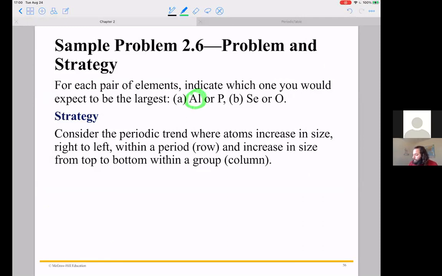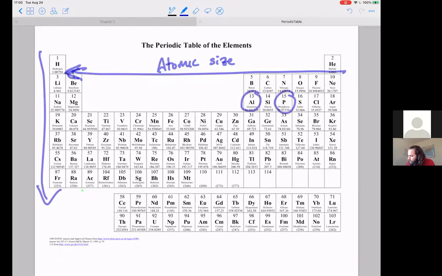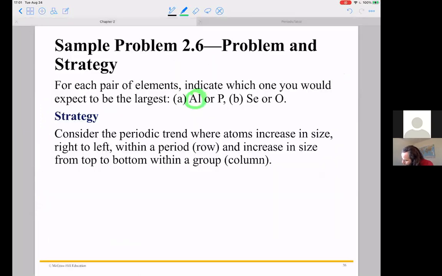What about selenium and oxygen? Again, I'm going to just find on my periodic table where is selenium and where is oxygen. And I'm going to note that things get bigger going down the periodic table. So selenium is the larger. Okay?